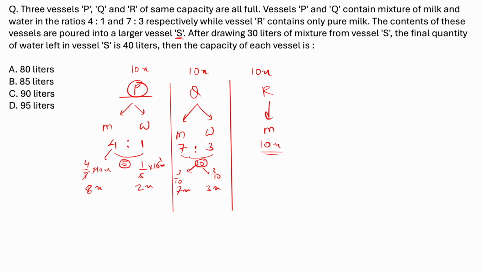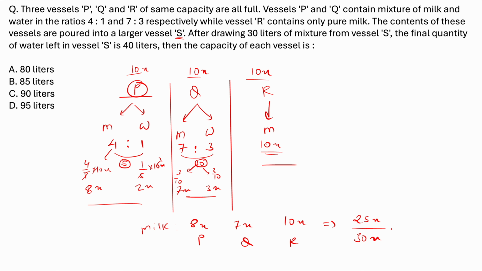Now guys, when we mix all these three, P, Q and R, the total milk content will be 8x from the vessel P, 7x from the vessel Q and 10x from the vessel R. This total is basically 25x, and the total mixture you're taking is 10x plus 10x plus 10x, that is 30x. So out of the total mixture 30x, 25x is milk. So 30x minus 25x, 5x liters is water. So in our entire mixture of 30x, 25x is milk and 5x is water.